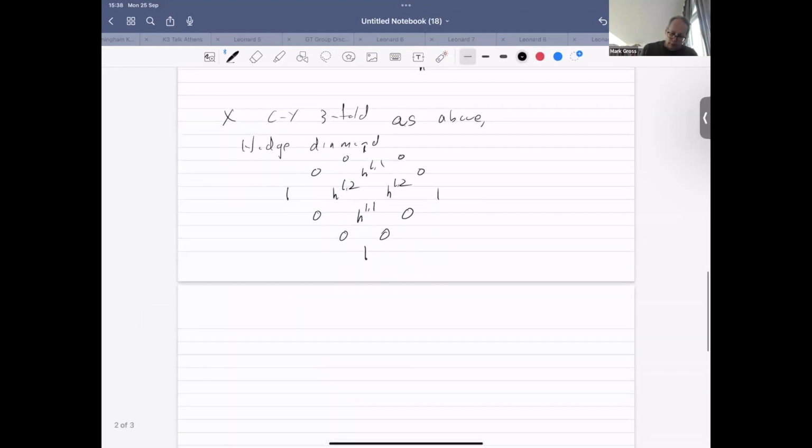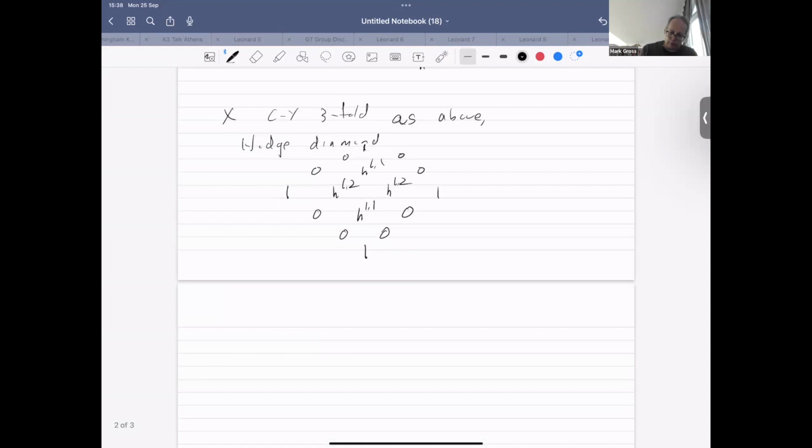So just perhaps as a note, the topological Euler characteristic of X has a very simple form here. It's just 2 times H11 of X minus H12 of X.